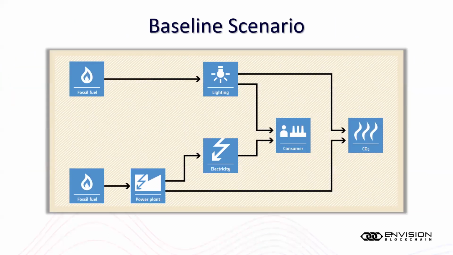So if we look at this image here of what the baseline scenario looks like for these types of projects. If we start at the top, you have fossil fuel that is used for lighting. Maybe it's a kerosene lamp. And then it's used by the consumer, but it's also causing CO2 emissions. Then at the bottom here, we have fossil fuel that's used for the power plant, which is causing CO2 emissions, and it's also used to generate electricity and then is used by the consumer.